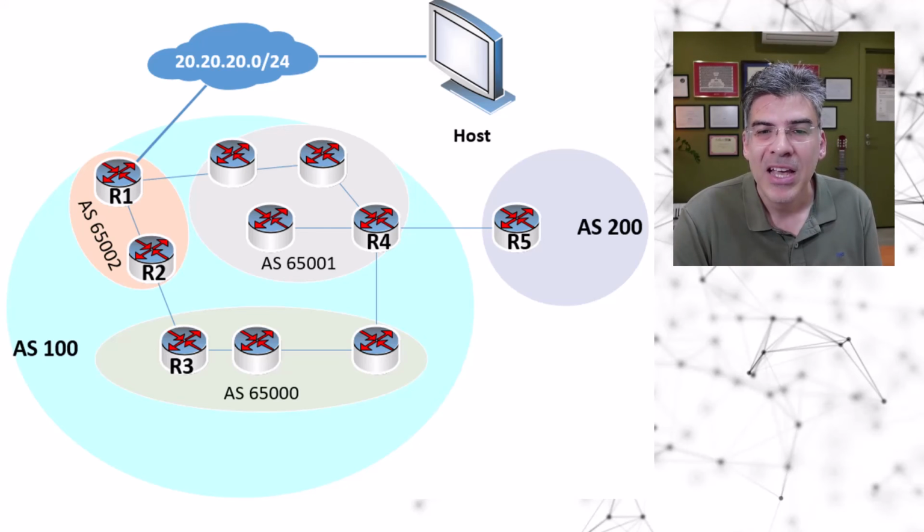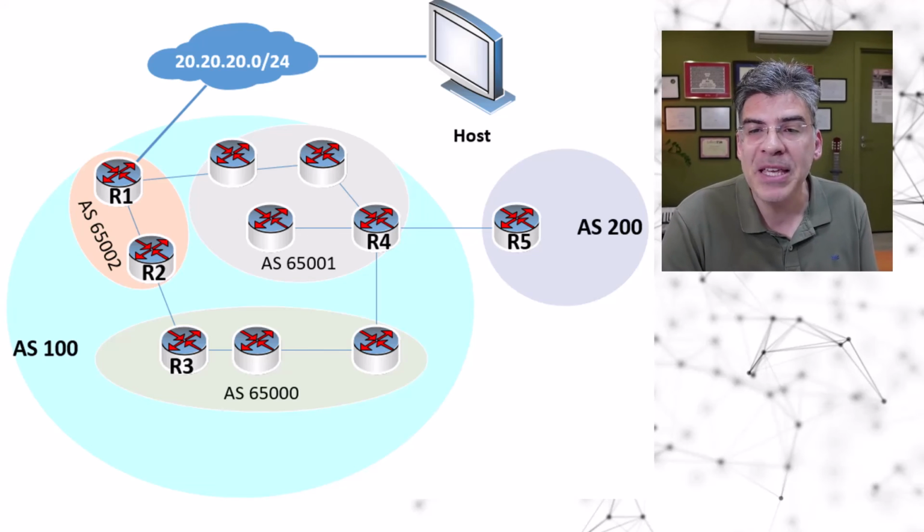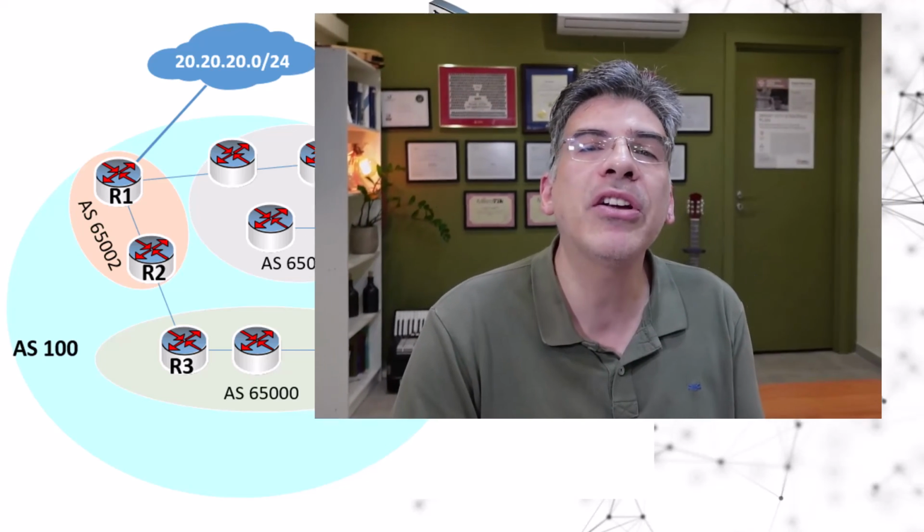So that's the gist of BGP confederations and how they are used to alleviate the limitations brought about by the iBGP full mesh peering requirement.